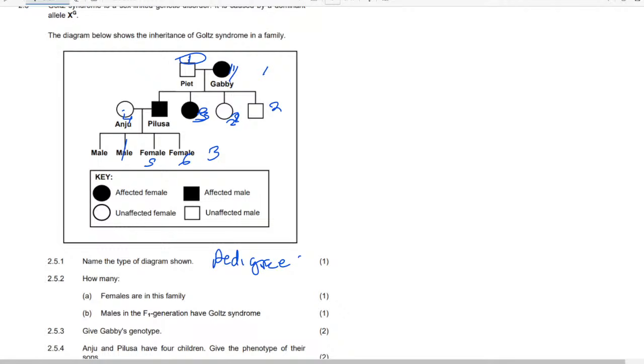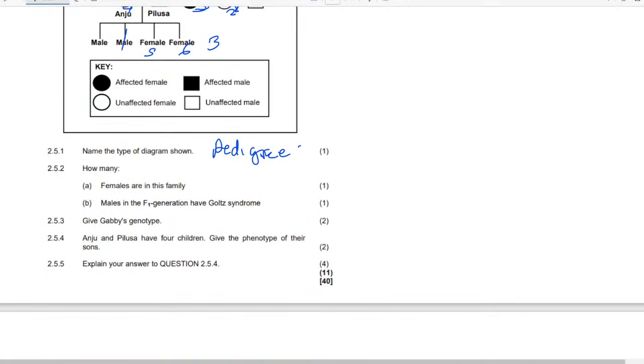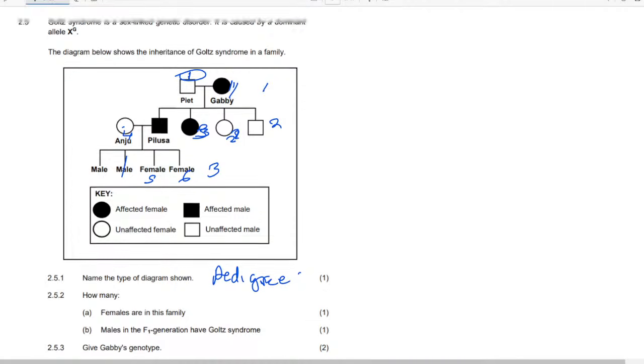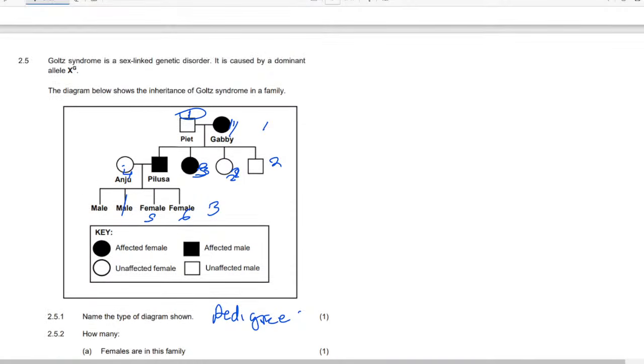Then they're saying the next question: give Gabby's genotype. Who is Gabby? Where is Gabby now? Oh, Gabby. Is it caused by a dominant allele? Yes, it's caused by a dominant allele. So if it is caused by a dominant allele, what does it mean?